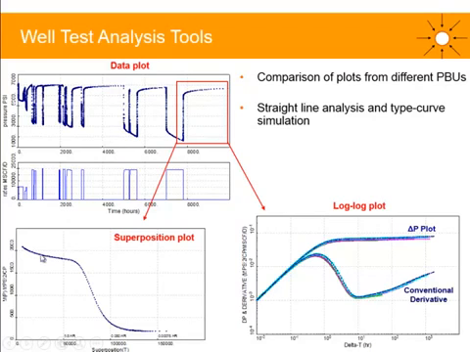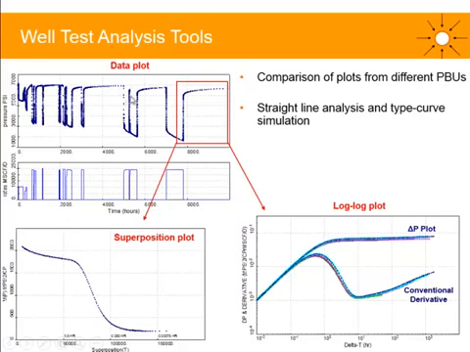The superposition plot is going to help you with initial pressure. And as for the data plot, you need to make sure that the PBUs are matched. If they are not, that means that your permeability or your initial pressure are not correct, or that you need to add or remove some boundaries in your model, or add or remove some changes in reservoir properties in your model as well.